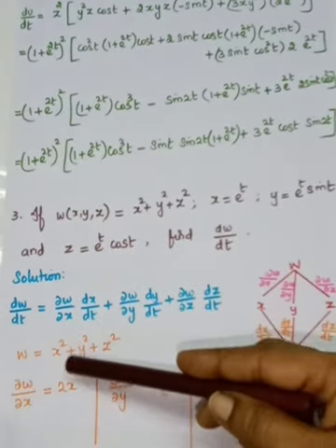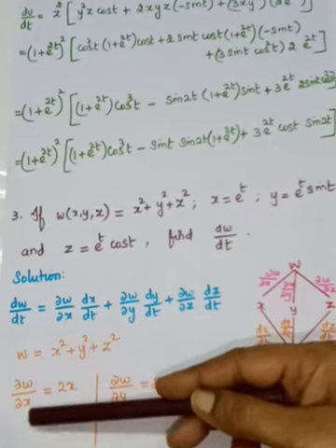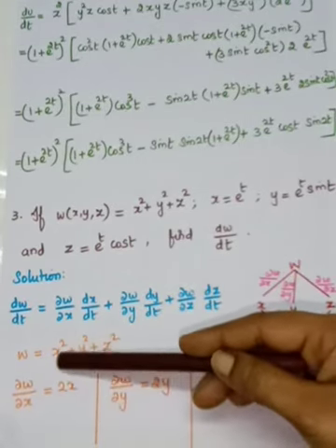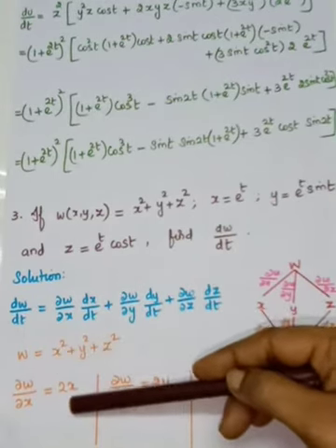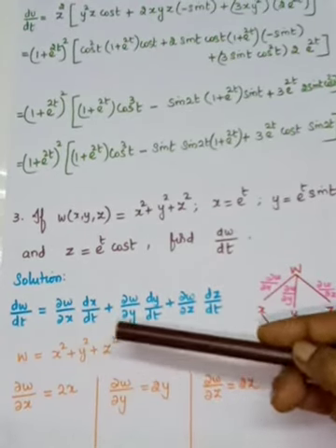W is what? x squared plus y squared plus z squared. This w has to be differentiated partially with respect to x. Here the three terms are in plus. Go to the first term. If you differentiate x squared with respect to x, it is 2x. The remaining two terms are constant, whose differentiation is 0.